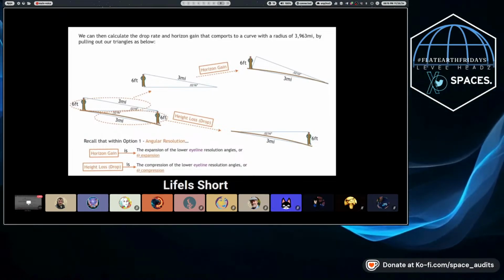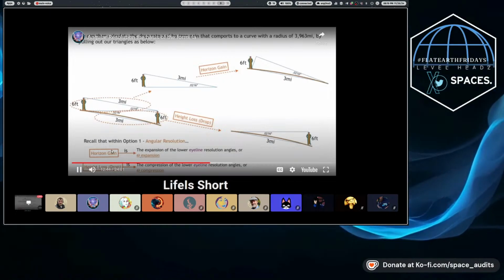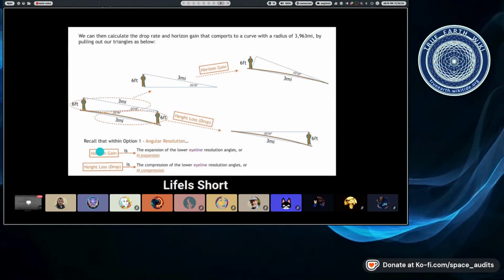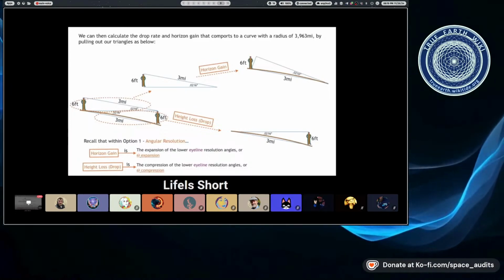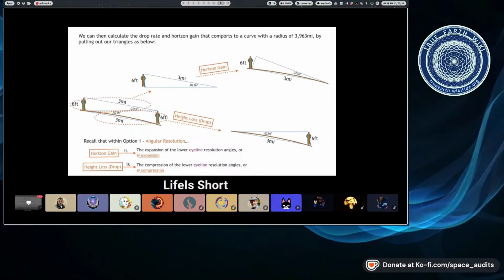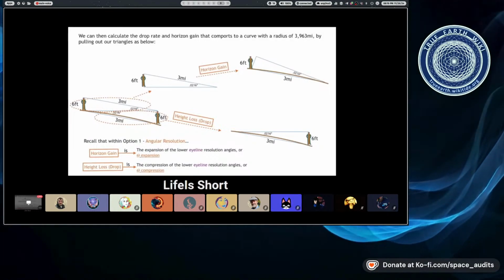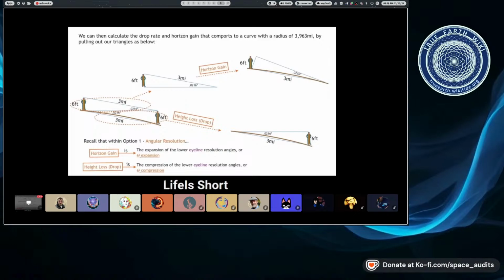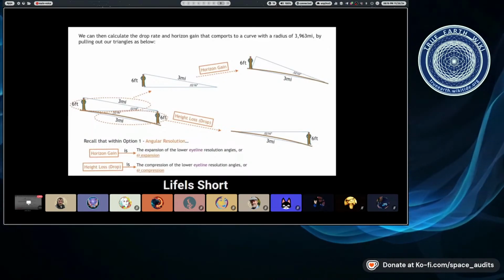So if I now deconstruct these triangles that we used to get the curvature rate, we can get either a horizon gain or a height loss or drop rate. So recall that within option 1 of the angular resolution, horizon gain is nothing more than the expansion of the lower eye-line resolution angles, or theta expansion. And the height loss or drop is nothing more than the compression of the lower eye-line resolution angles, or the theta compression.